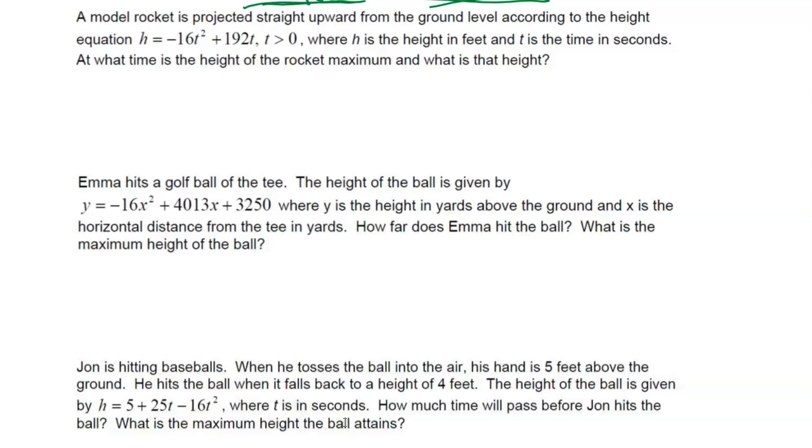Okay, so now we're going to move on to number 2. A model rocket is projected straight upward from the ground level according to the height equation h equals -16t squared plus 192t, t is greater than 0. All they're saying there is that the time is positive. When it says t is greater than 0, they're just saying time is positive. And it says where h is the height in feet and t is the time in seconds. At what time is the height of the rocket maximum and what is the height?